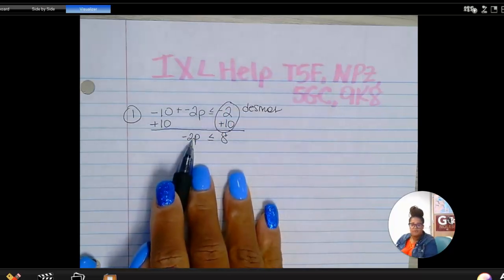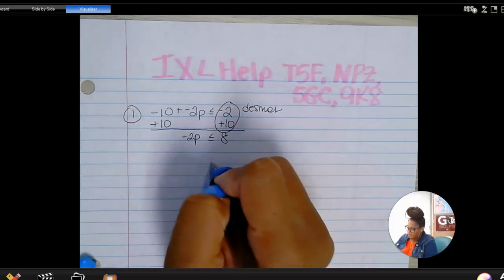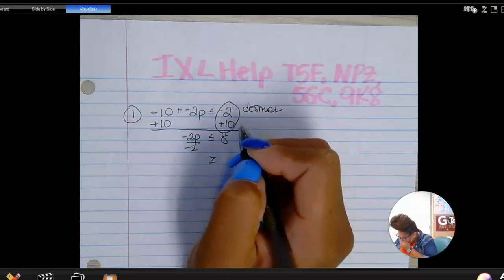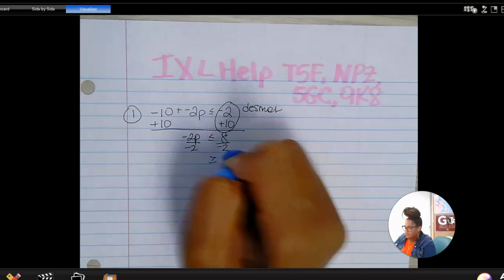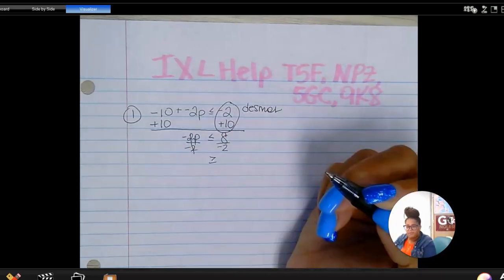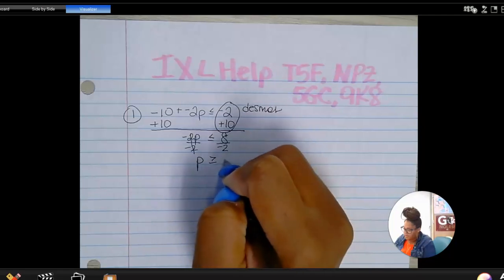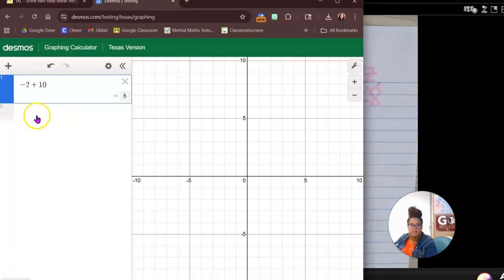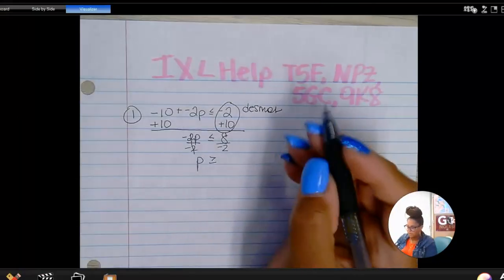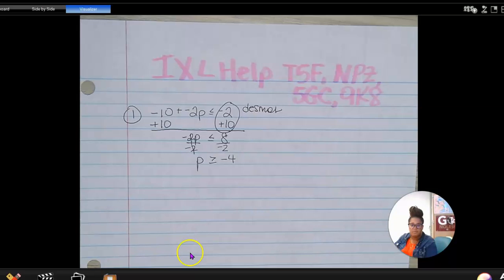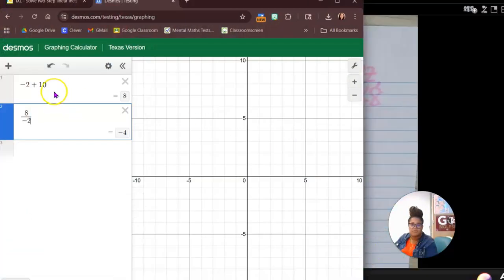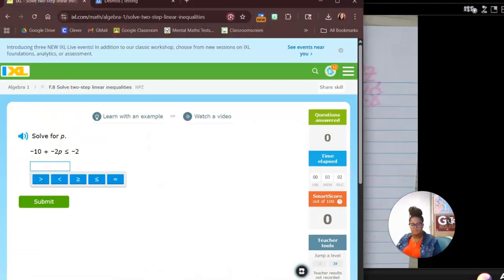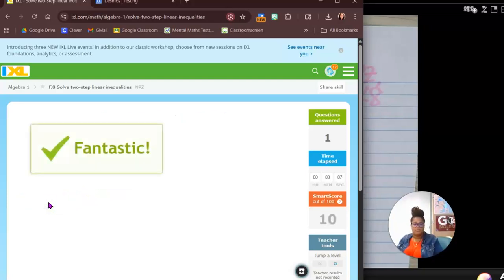Now, whenever you multiply or divide by a negative number, your inequality symbol will flip. Divide by -2 on both sides. Cross that out because that's 1. p is now greater than 8 divided by -2. Also go back to Desmos to calculate that. 8 divided by -2 and you get -4. So then when we go to IXL to submit our answer, we're going to say p is greater than or equal to -4. Got it right.